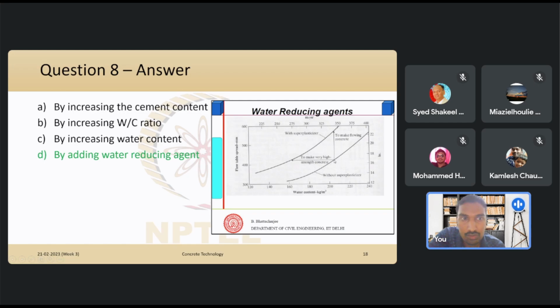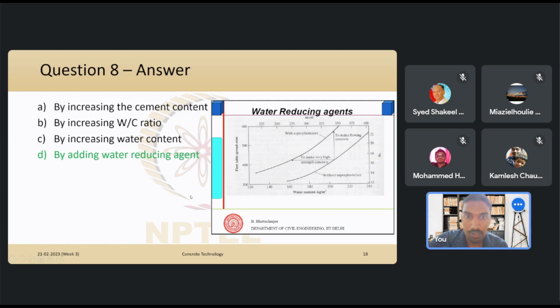So if you just add the super plasticizer without reducing the water content, what happens? Workability will increase. It's not going to increase your strength, the cement paste will just flow more, right? It's going to be more workable but not necessarily have higher strength. So to achieve strength, you have to add the super plasticizer and also reduce the water content, right? Then only your W by C ratio will go down and your strength will increase, right? So that's why I said what is stated in D is not precise. It is not complete. It's not just adding water reducing agent, but also reducing the water content.